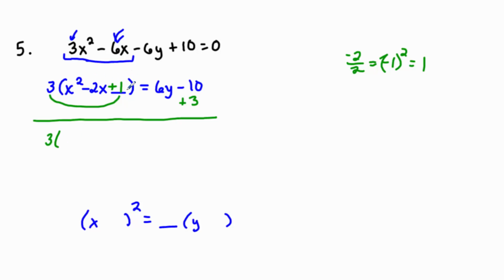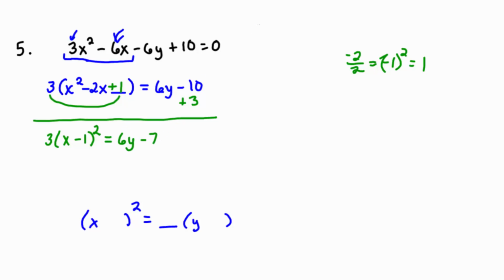We say, what multiplies to get 1 that adds to get negative 2, which is negative 1 and negative 1. Since those are the same number, that's what allows us to put our squared on the outside. This equals 6y minus 7.